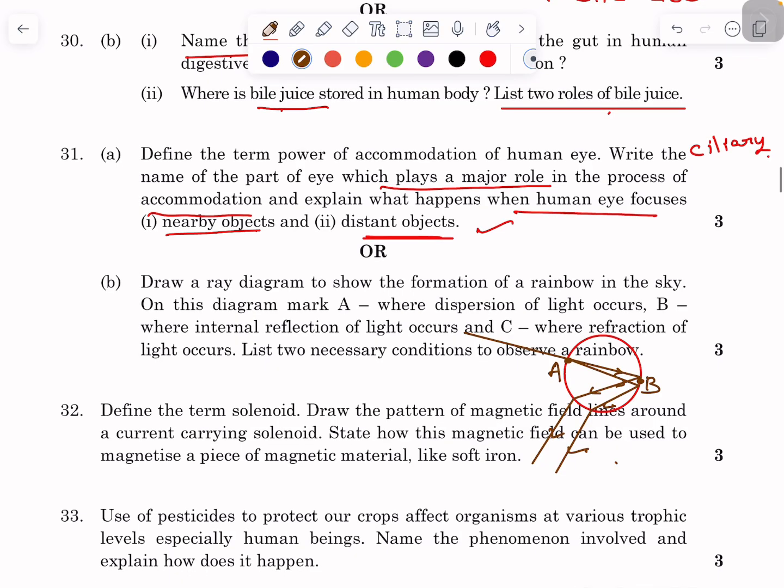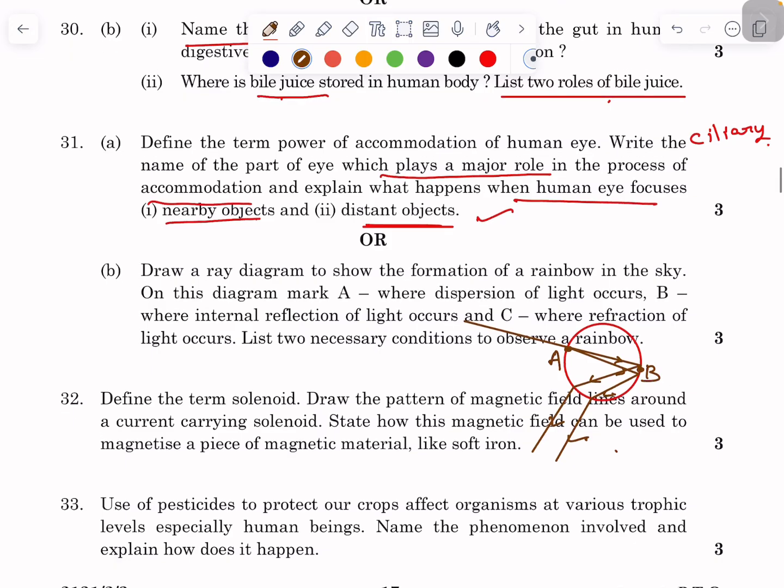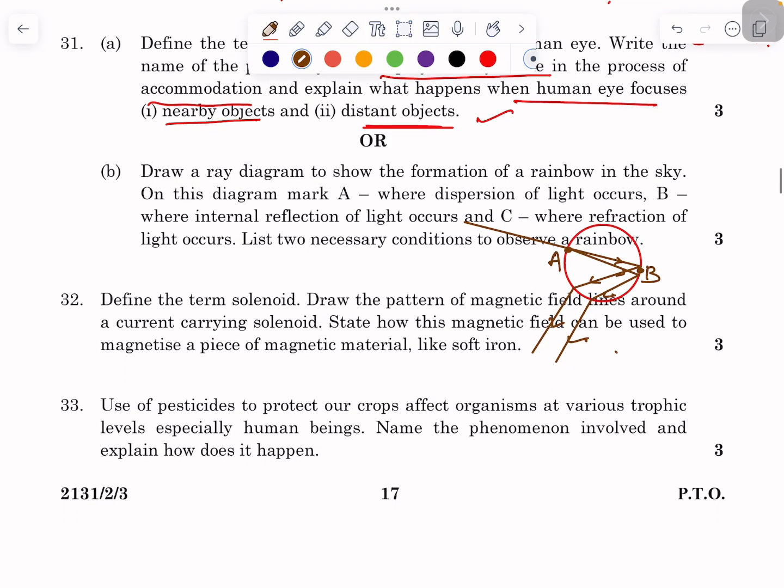Where refraction of light occurs, list two necessary conditions to observe the rainbow. The two necessary conditions are the presence of tiny water droplets in the atmosphere, and the position of the sun at the back or behind the observer. Okay, so these are the two necessary conditions.